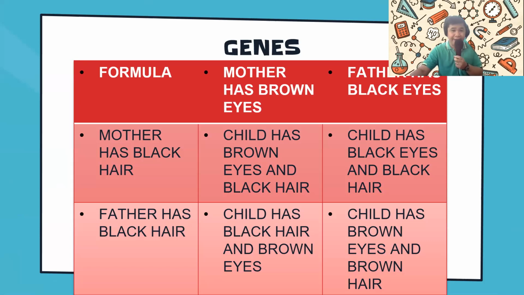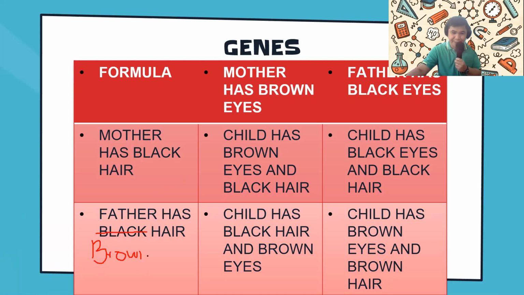No, brown eyes and black hair, just like the mother. It's possible. It's also possible that the child has black eyes and black hair. It's possible if the child took after his father. Or it can also be possible that the child has brown eyes but has brown hair, in which the child got the brown eyes from the mother and the brown hair from the father. Again, I mistyped it.